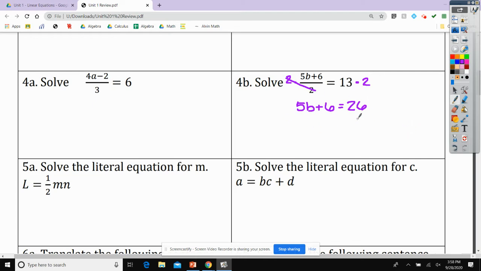Now I can follow my normal steps. So there's no parentheses, no like terms. The variables are all on the left, so I'm going to add or subtract. And I'll subtract 6 on both sides, which means I'm left with 5b equals 20. Last step is to divide by 5. So b would equal 4.